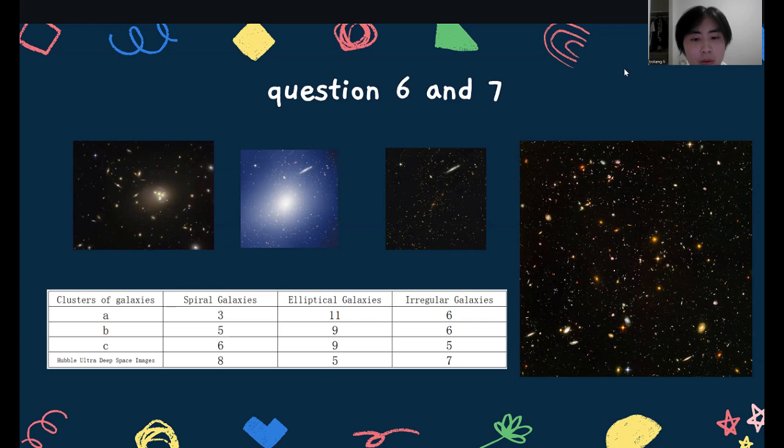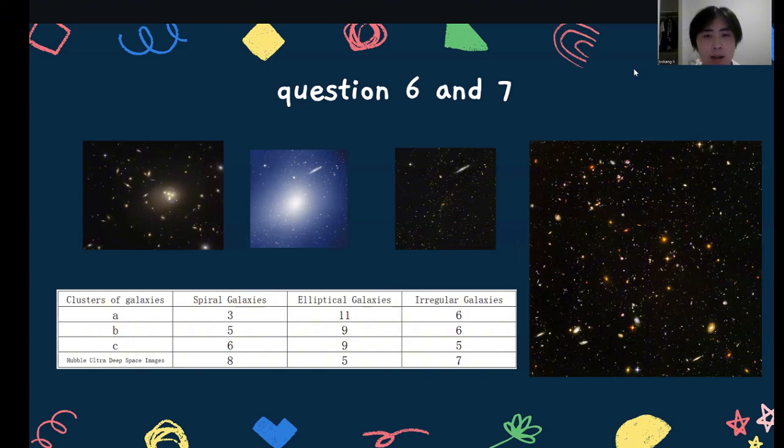In the Hubble Ultra Deep Sky image, we similarly categorized 20 galaxies, and the results show that there are more spiral and irregular galaxies and the fewest elliptical galaxies. This suggests that galaxy structure is more stable in isolated environments.